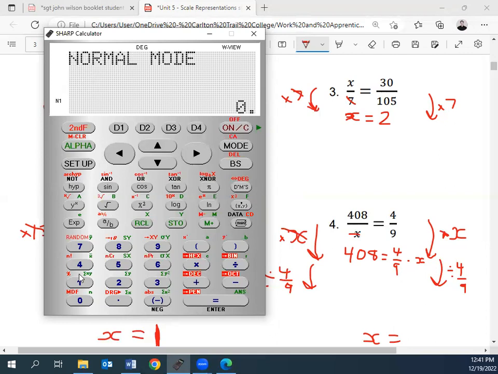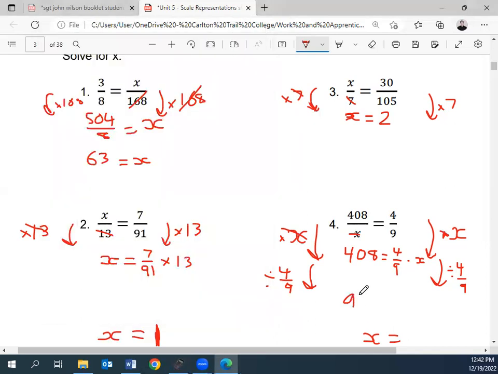You could also just take 408 and then divide it by the fraction like this. This also works. Depending on how you want to structure it, that's fine. But either one of those is going to give you the answer. And the answer is, anyone get it? 918, yeah. So in this case, 918 is equal to x. So kind of a weird one for your calculator. I'll give you a second to get that down.